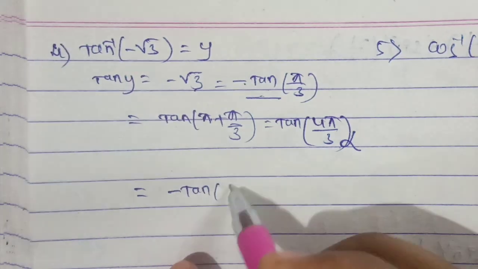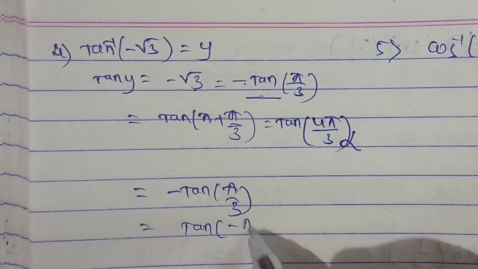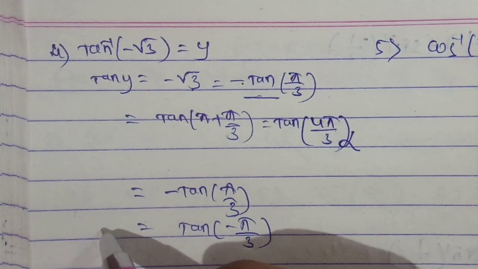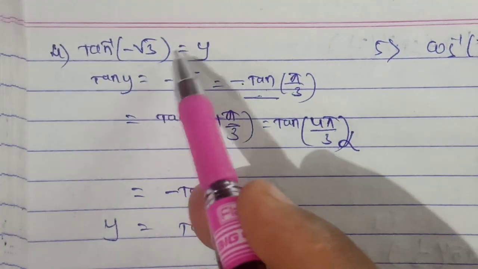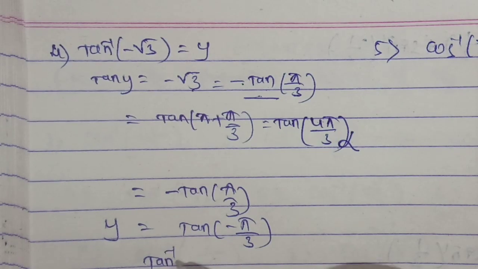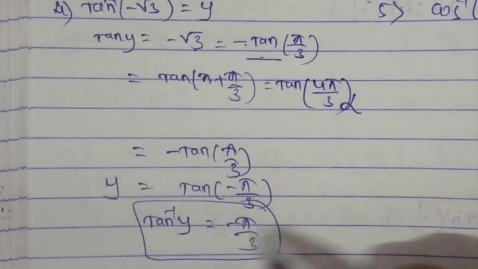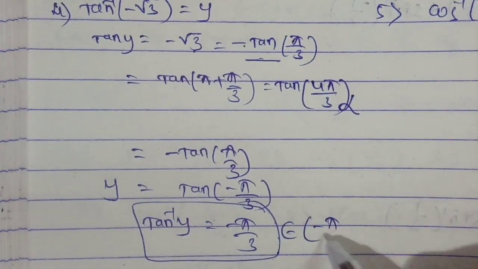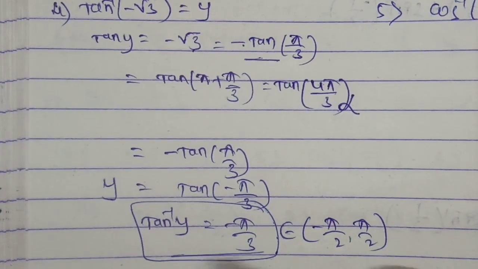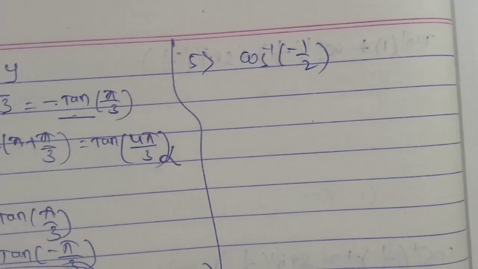minus tan of pi by 3 is equal to tan of minus pi by 3. Here I am considering tan inverse of y is equal to y. Therefore, tan inverse of y is equal to minus pi by 3, and it is minus 60, which clearly lies in the open interval minus pi by 2 comma pi by 2, which is the answer.